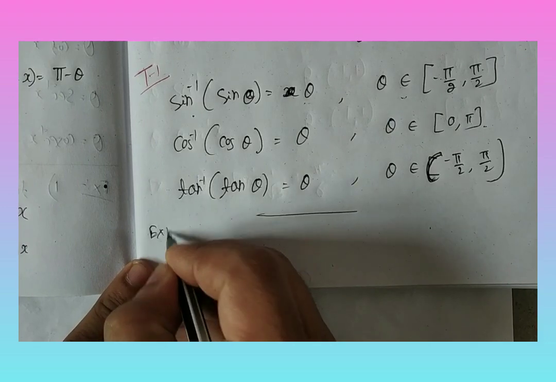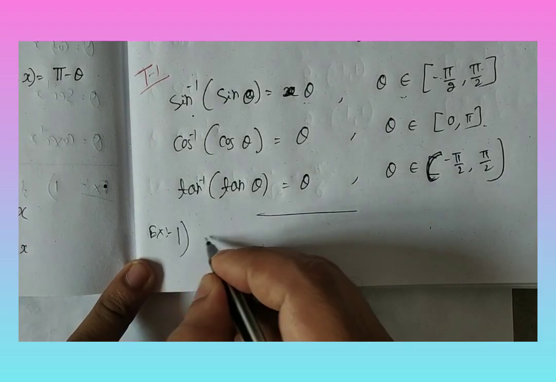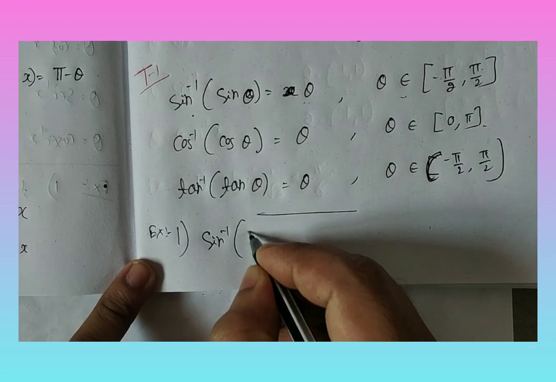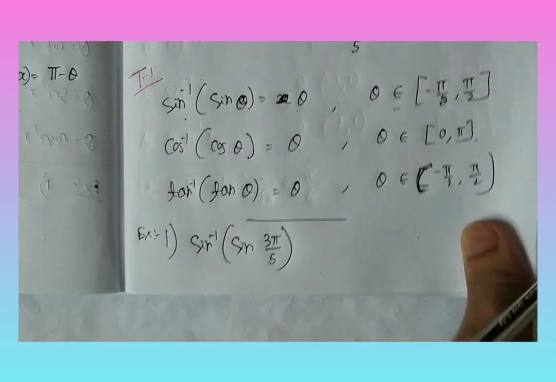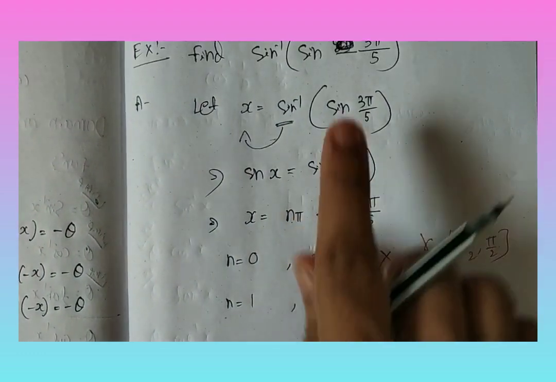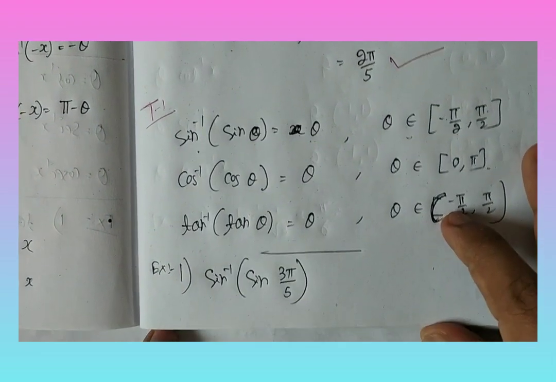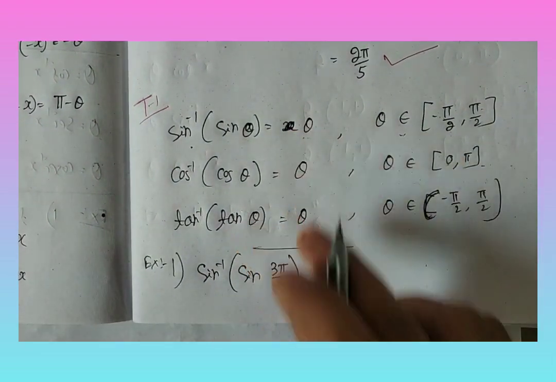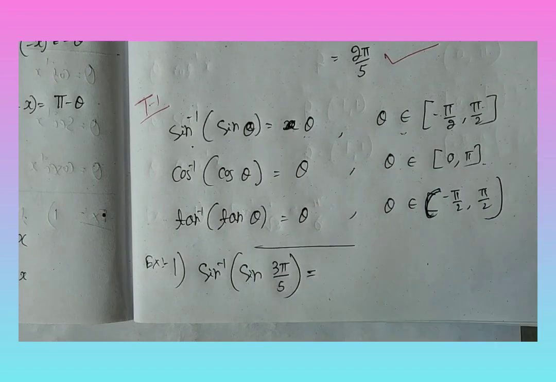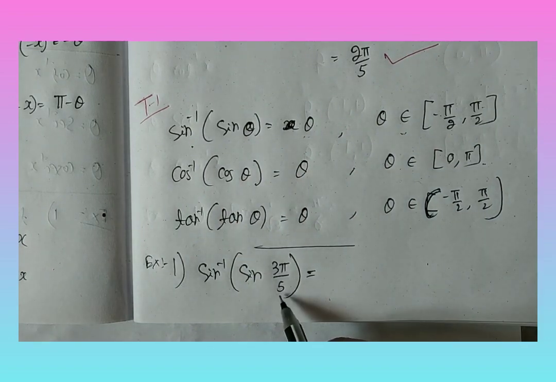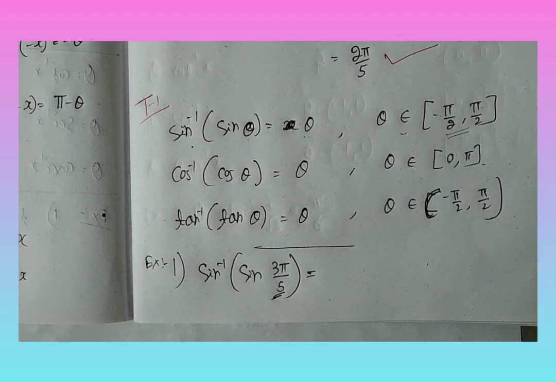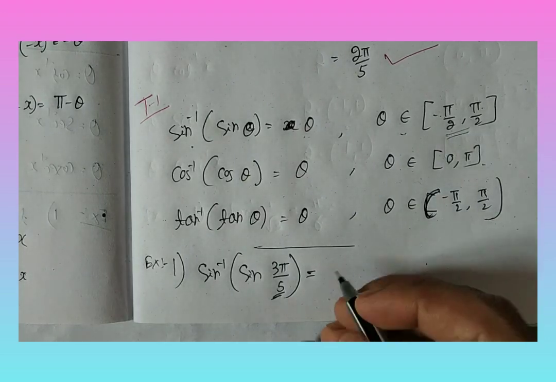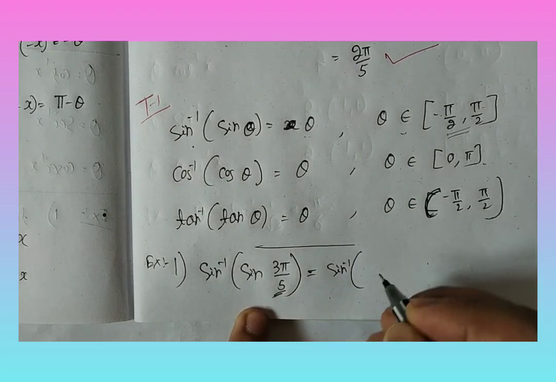Previous example: sin inverse sin 3 pi by 5. Same question, the answer is 2 pi by 5. Now we will find it using this trick. First, this angle does not belong to minus 90 to plus 90. Then what will we do? First, we have to convert it to an acute angle.